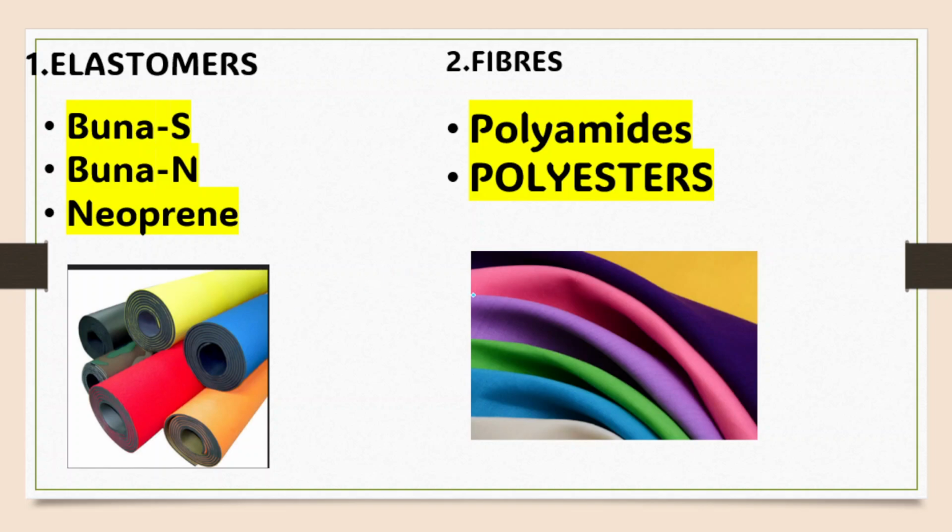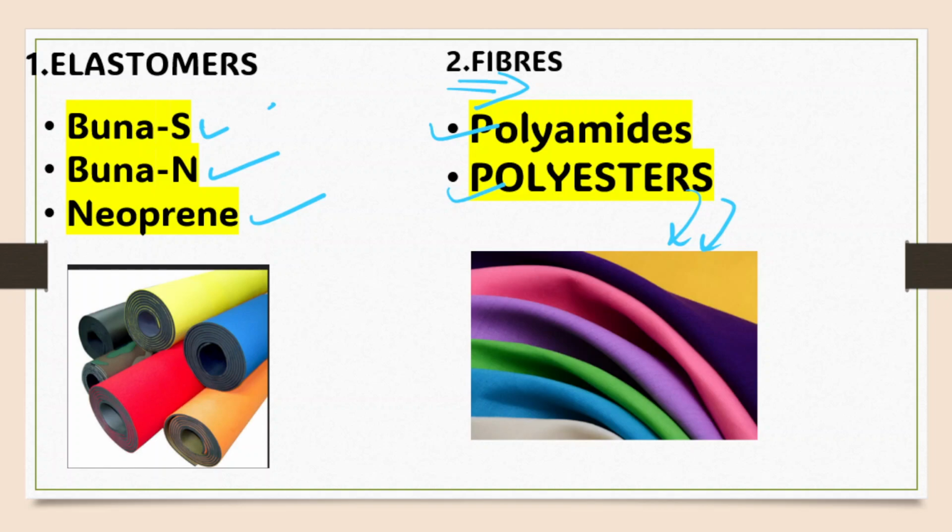Examples are Buna S, Buna N, and neoprene. These are all rubbers, because rubbers only we can stretch. So these are all rubbers. These are elastomer polymers. Fibers are mainly clothes. So examples are polyesters and polyamides. So these are examples of polyesters. We can see the figure of clothes. It's a type of fiber, different types of fibers.